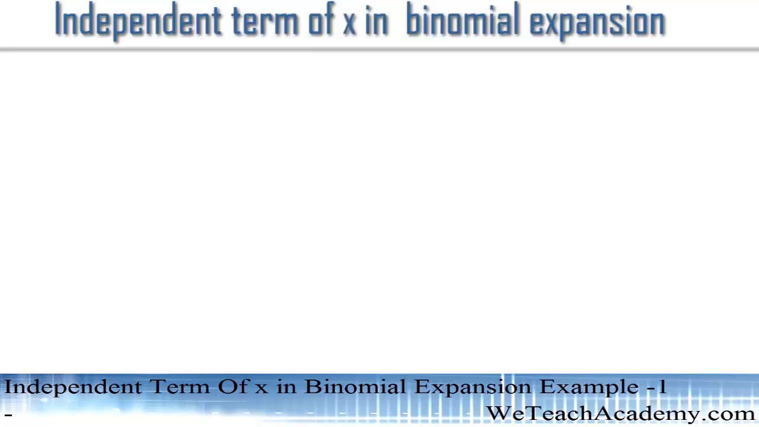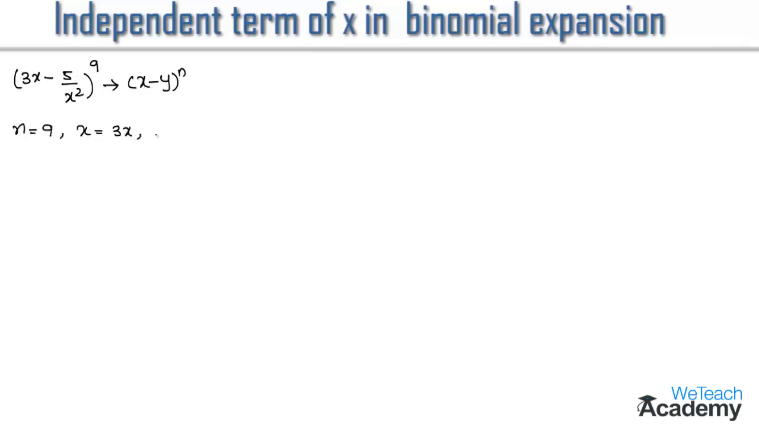Today in this presentation, we are going to solve an example on the independent term in the binomial expansion. So here we have a binomial term (3x − 5/x²)^9. Now let us compare this with the binomial term (x − y)^n. We get the values of n as 9, x as 3x, and y as 5 divided by x².